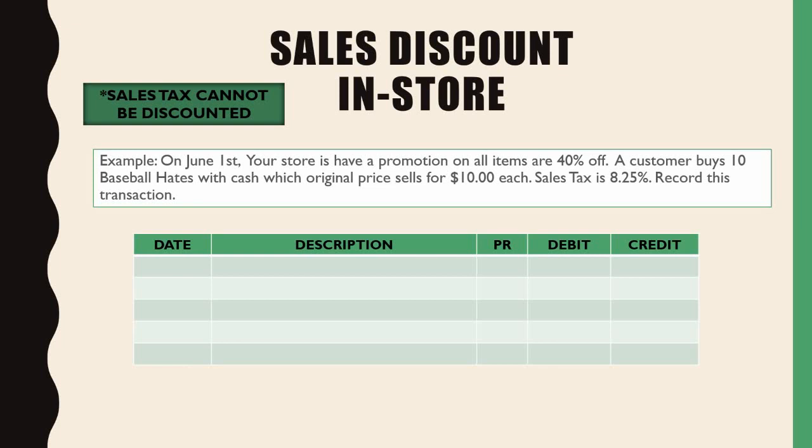In this case, on June 1st, your store is having a promotion where all items are 40% off, and a customer buys 10 baseball hats with cash, which the original price sold for was $10 each. And of course their sales tax is going to be 8.25%. So record this transaction. What are my accounts going to be looking like? What do you think is going to happen?